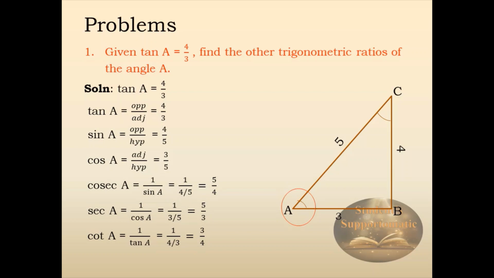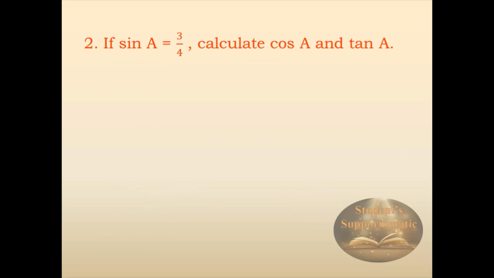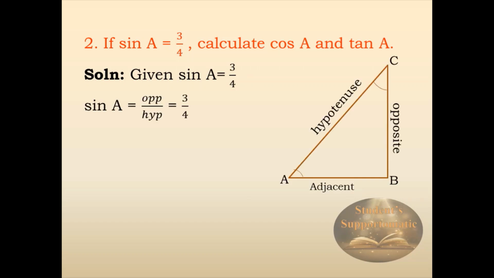Let's see one more problem of this type. The second problem: if sin A is equal to 3 by 4, calculate cos A and tan A. So the given is sin A equal to 3 by 4, and we calculate cos A and tan A. First we will draw a triangle and indicate the sides opposite, adjacent and hypotenuse.